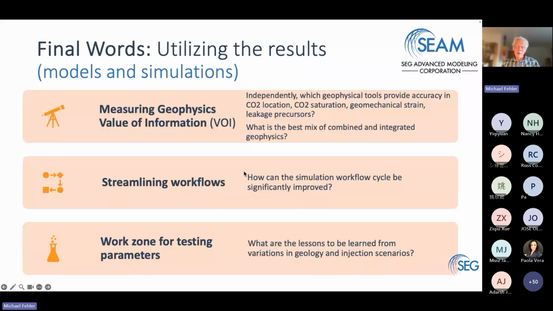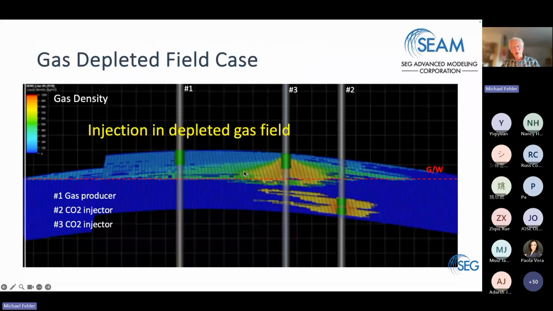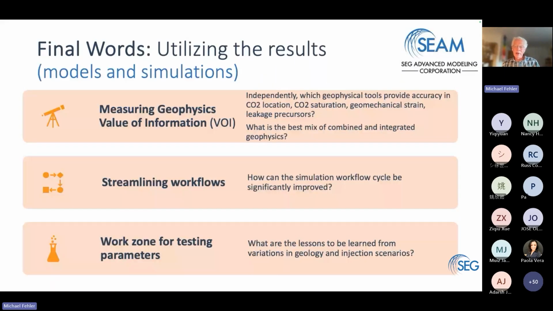Again, I think our second simulation model is going to be a much better simulation because we've learned some things from our first simulation. And, again, a work zone for testing things. You could take our models and modify them, either modify the rock physics, or you could even take the model and modify the geology a little bit and do new reservoir simulations and then couple that into the geophysical simulation.